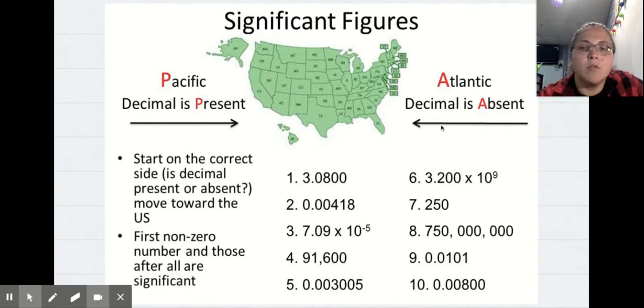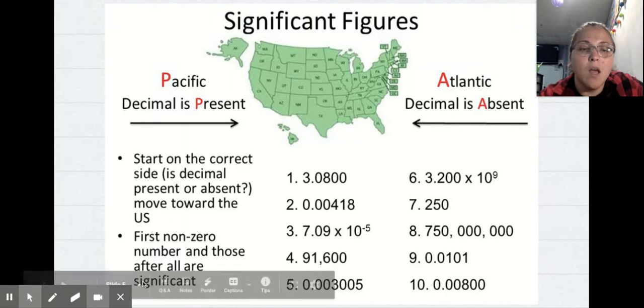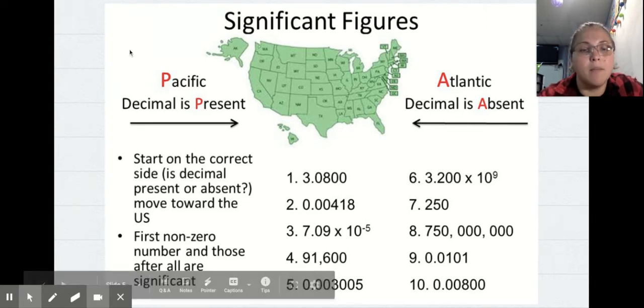So the Atlantic Pacific Rule says if a decimal is absent, you start on the right side of the number and you look at that number from right to left. So you follow the arrow. If a decimal is present, meaning that it's there, then you start on the left side of the number and you read that number from left to right. So it says you start on the correct side if the decimal is present or absent and move toward the U.S., the picture. And we start counting significant figures at the first number that is not a 0 as we're reading our numbers. Let me explain.